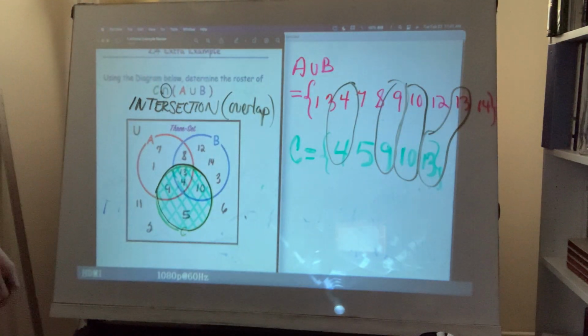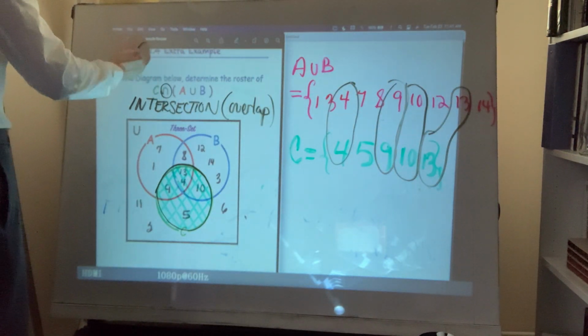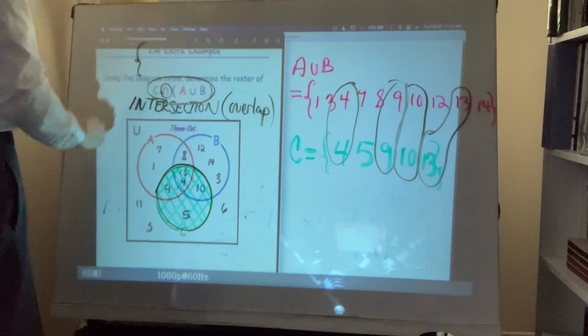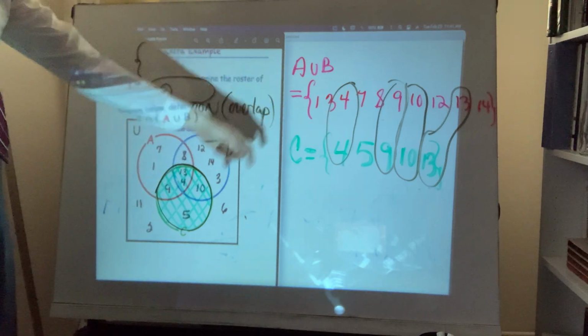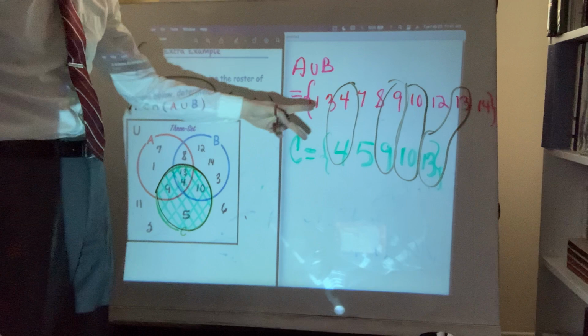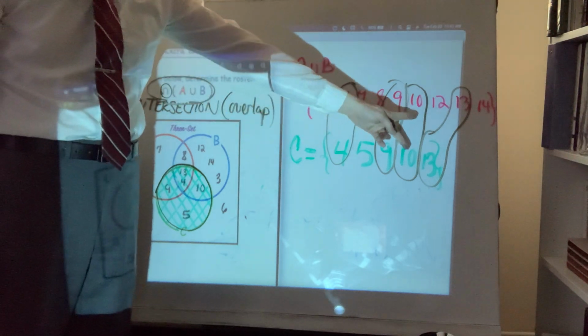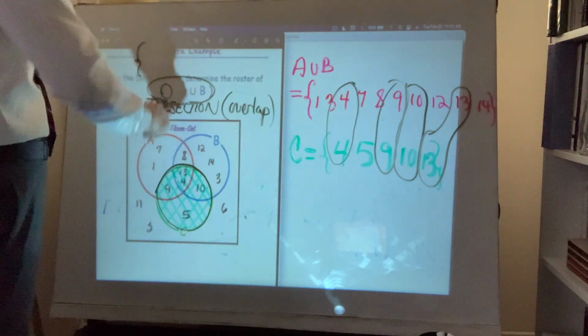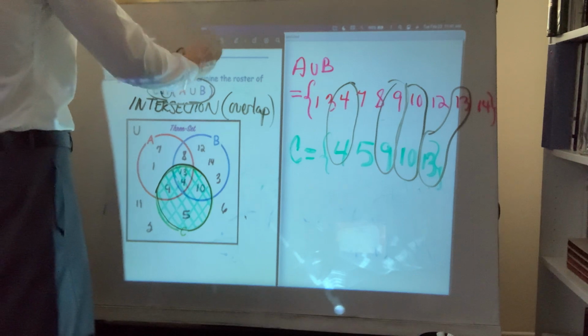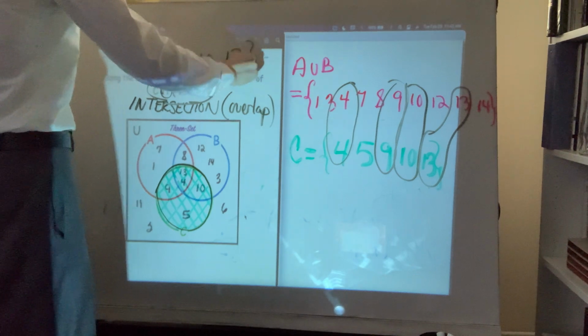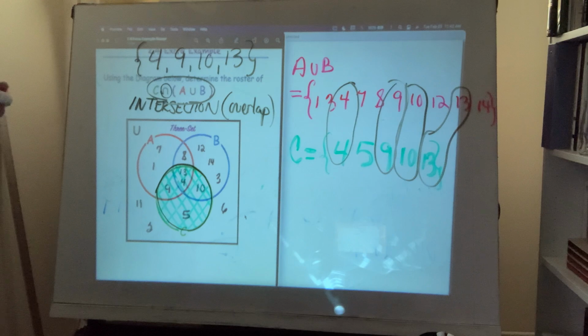All right. So to answer the question, what would be the roster of this whole kit and caboodle? It would be just the overlap. All right, what are the things in common? It would be 4, 9, 10, and 13. 4, 9, 10, and 13. Okay, I think that's it.